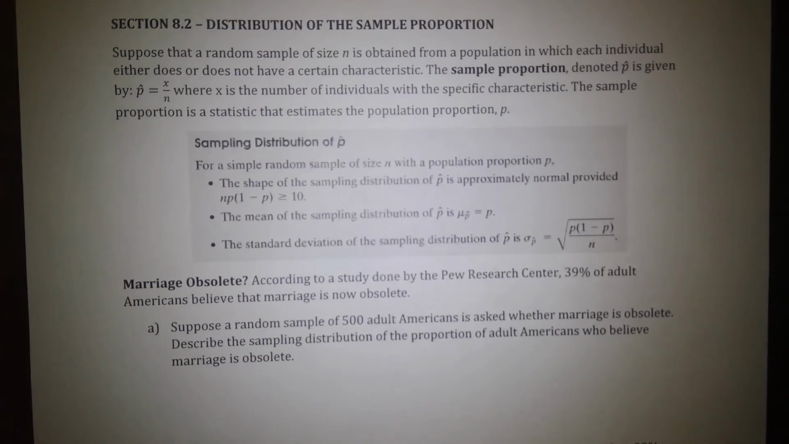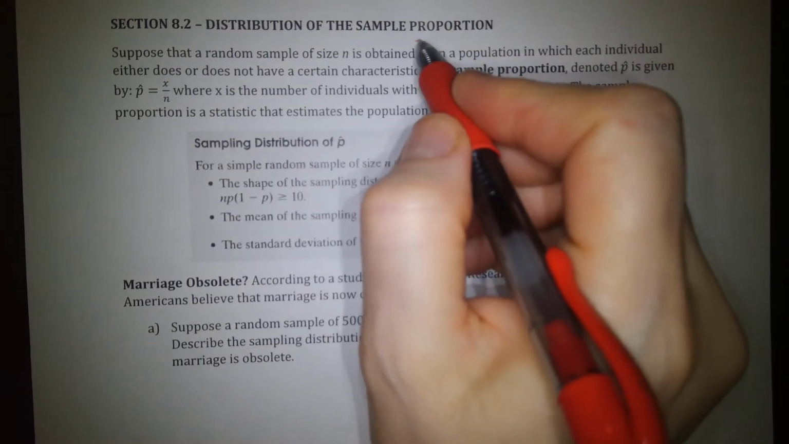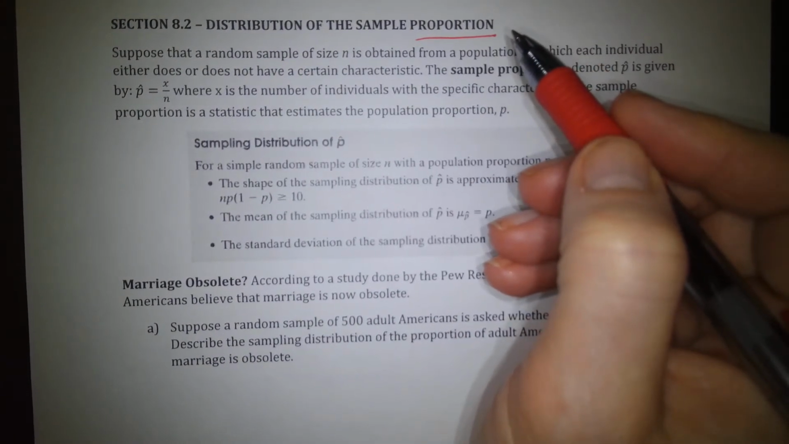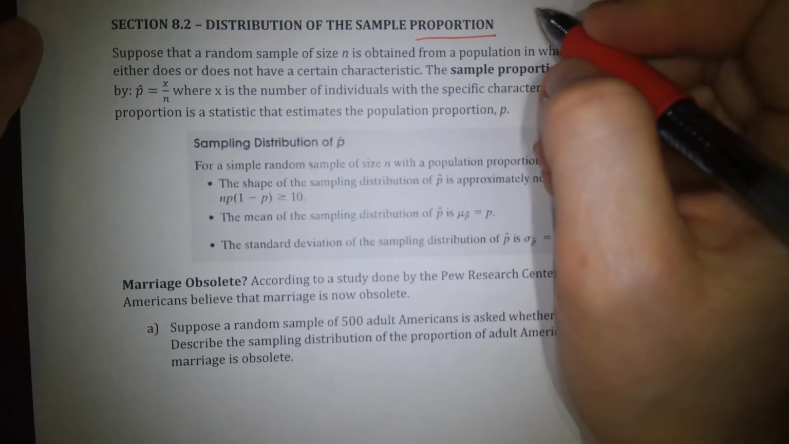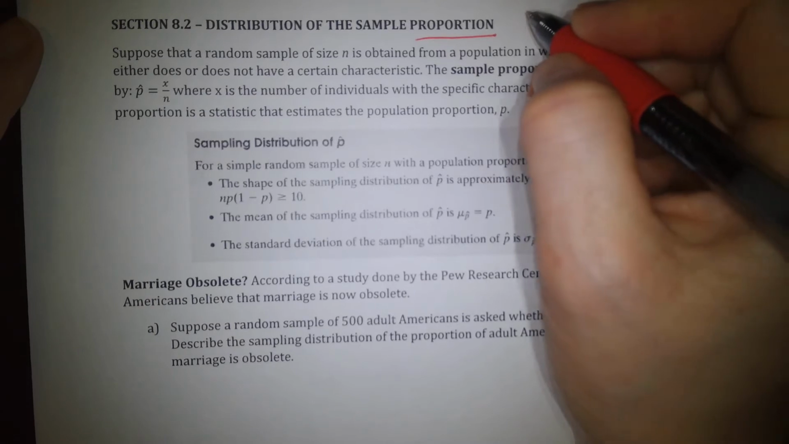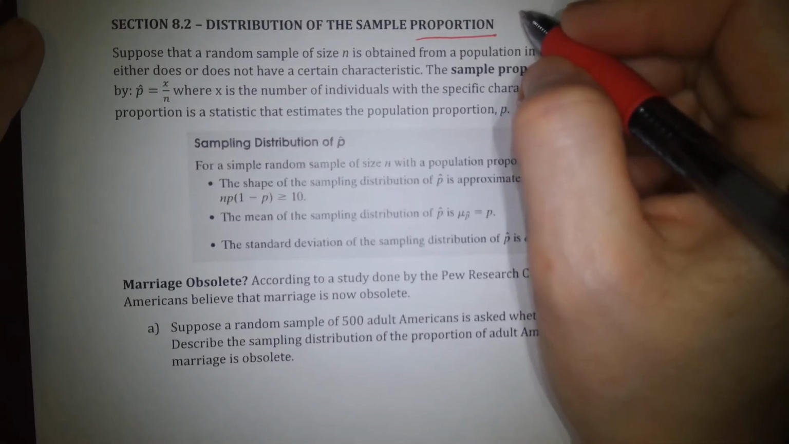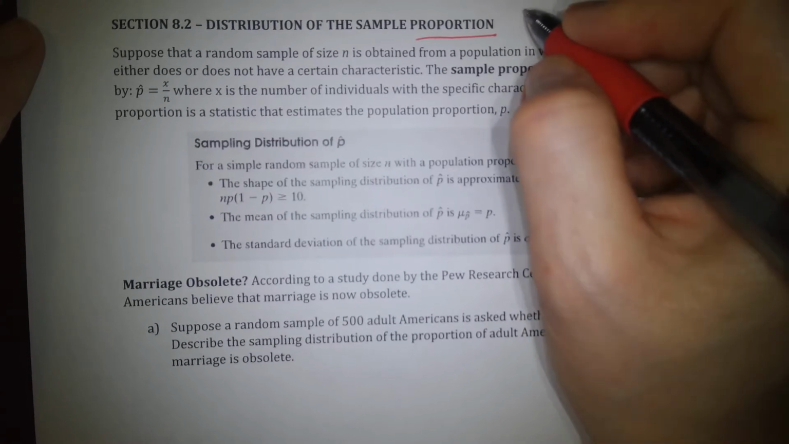In this second video from Chapter 8, we're now going to discuss the distribution of the sample proportion. In the first video we discussed mean, now we'll discuss proportion. Remember, proportion is simply just a fraction. In this case, the proportion of, let's say, people with blue eyes is 20%. So 0.2 would be the proportion.